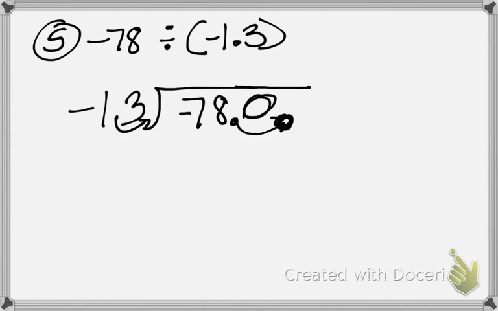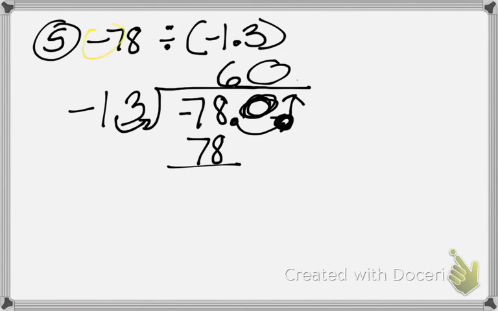So 13 goes into 78 6 times. 6 times 13 is 78, so I don't have a remainder, but I still need to account for this 0 right there. So 13 goes into 0 0 times. So now I'm finished. Remember, you need to line up your decimal right there, so I shoot it straight up. Because it's a whole number, it's going to end up right there at the end. We don't really need to write the decimal, so I can leave it as a 60. And because this was a negative number divided by a negative number, our final quotient is going to be positive, so that answer is just going to be a positive 60.